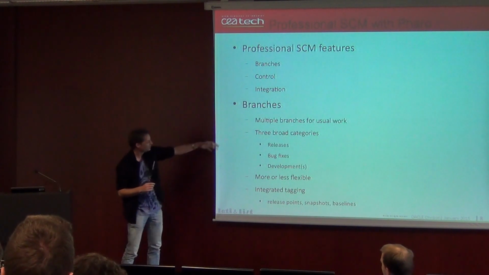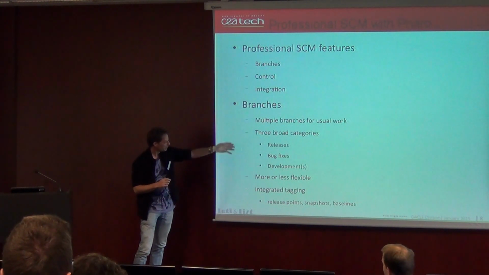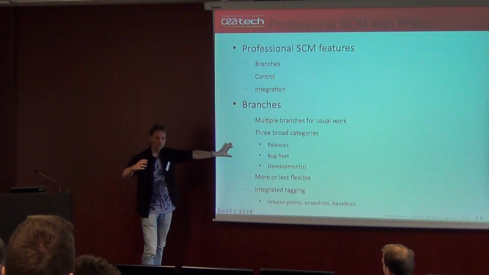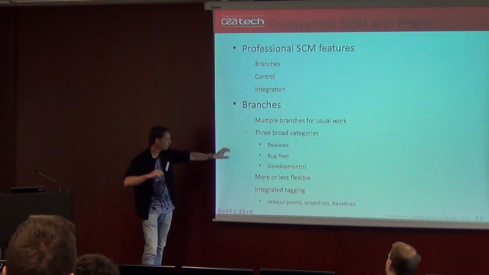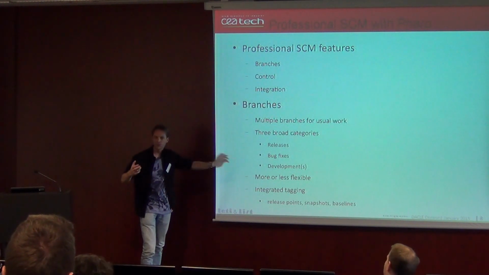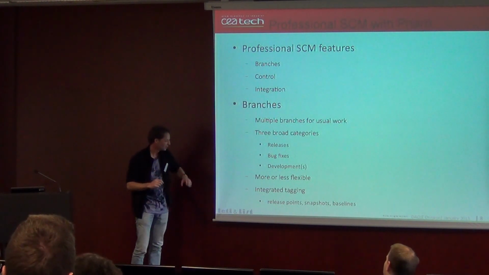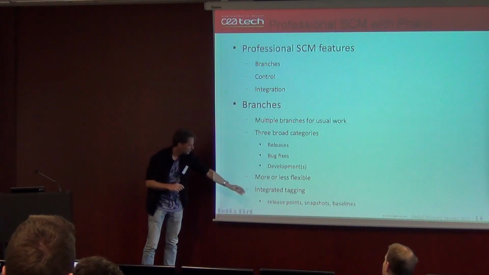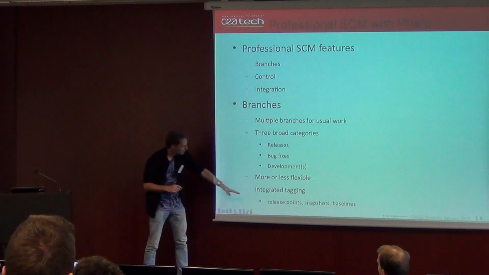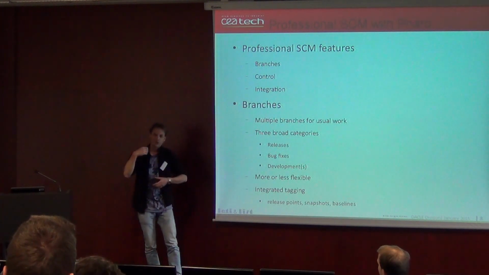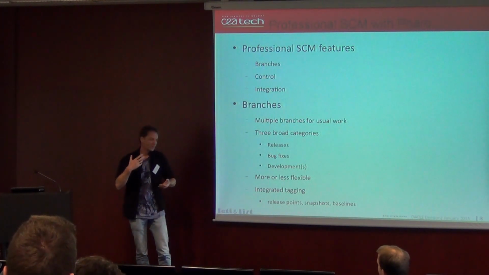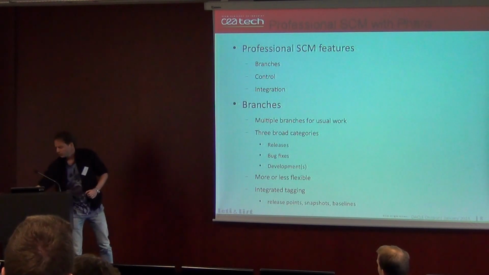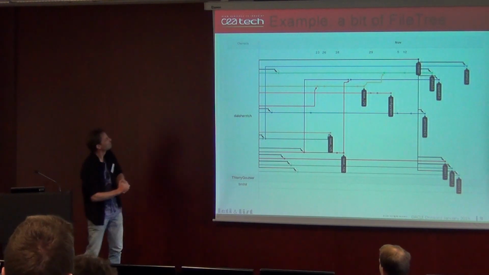So what we see is that we have branches, we have basically release, bug fixes on release, stuff that has only been delivered to customers. We have development branches, we have feature branches, it's more or less flexible depending on where you work. And you have lots of tagging going on. That means you set release points, you have snapshots, you have baselines, you have all sorts of process, and you end up with things that look like that.